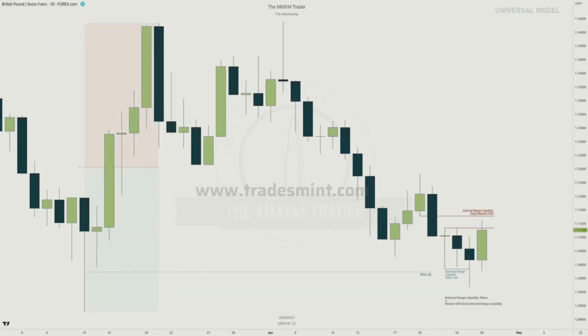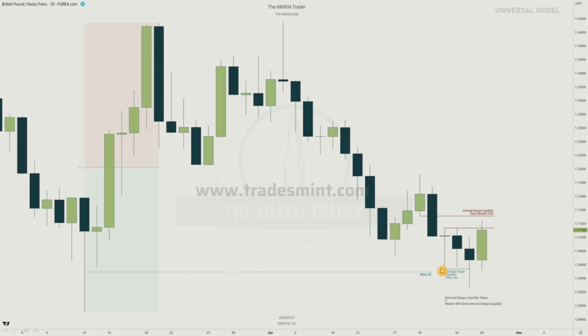Now we're going to do some more additional examples so we can outline even better how this forms and all the time frame alignment with this universal model. Right, we've got a British pound Swiss franc daily chart. Right, we go from external to internal. This is our long-term perspective, right? This is the why we should go there. This is where we start off.